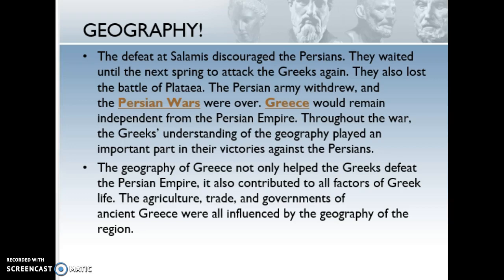Geography. The defeat at Salamis discouraged the Persians. They waited until the next spring to attack the Greeks again. They also lost the Battle of Plataea. The Persian army withdrew, and the Persian Wars were over. Greece would remain independent from the Persian Empire.